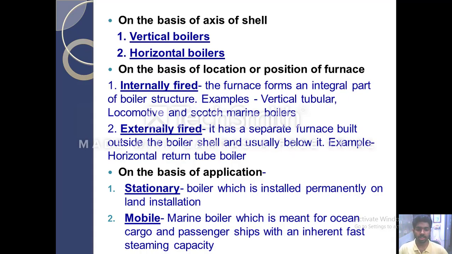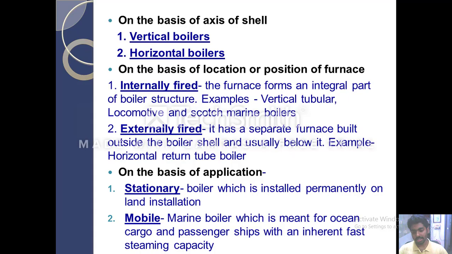The furnace forms an integral part of boiler structure. Example is vertical tubular or locomotive boiler. Externally fired: it has a separate furnace built outside the boiler shell and usually below it. Example is horizontal return tube boiler.